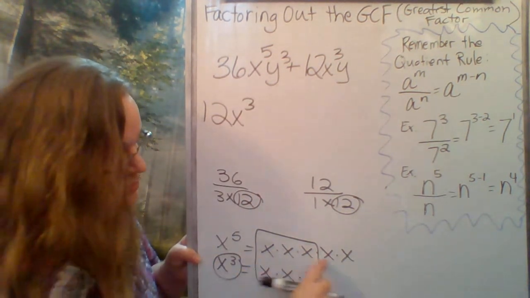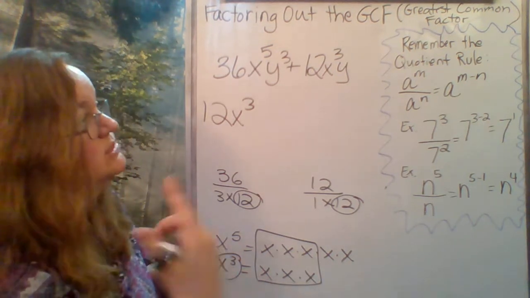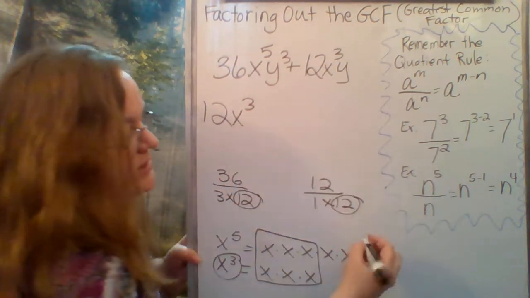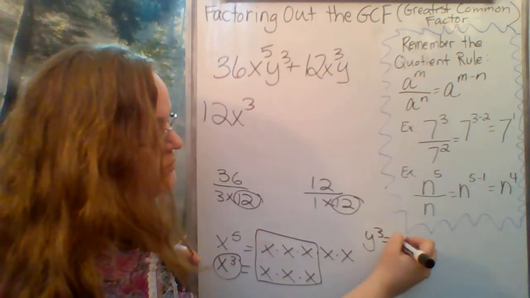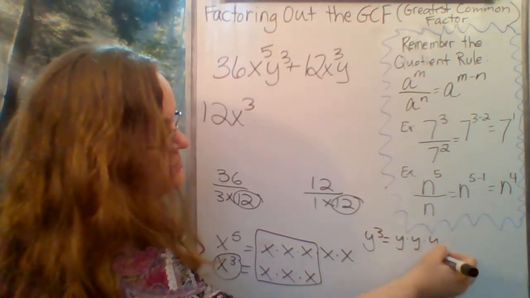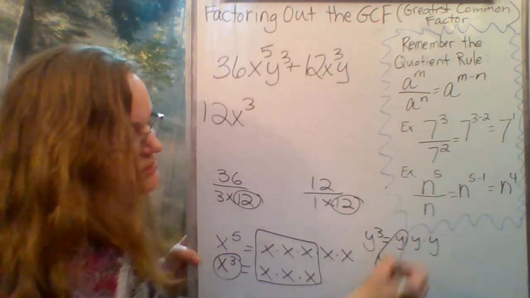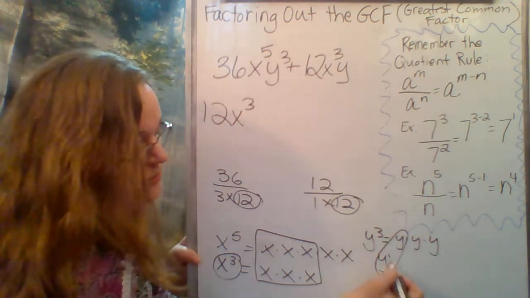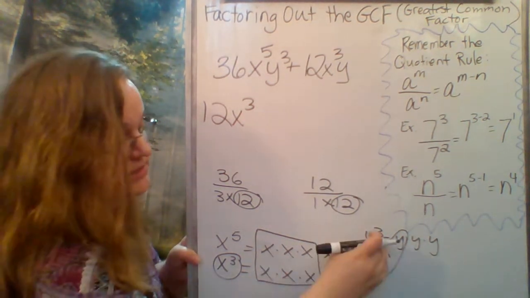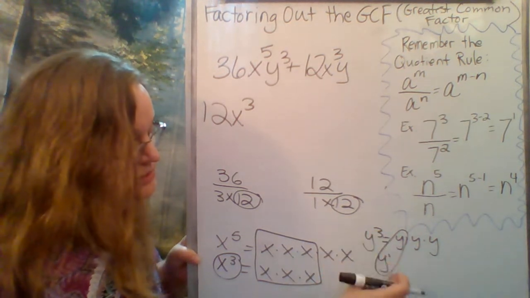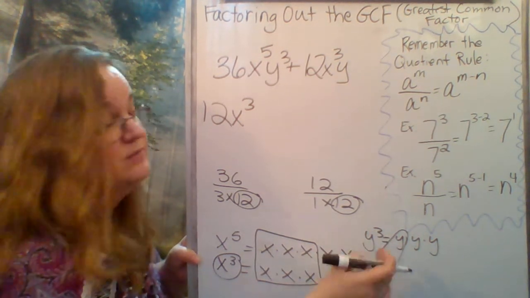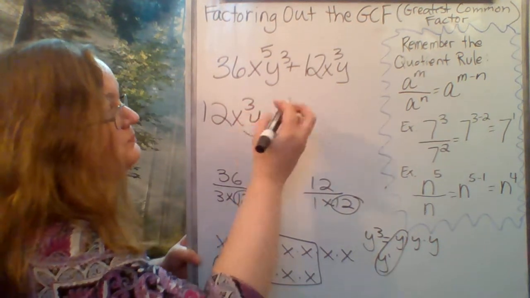Again, thinking about what these mean helps me to figure that out. I've got Y to the third, which is Y times Y times Y. And then I have just Y. So the greatest common factor would be Y, because it's like Y to the first, and since Y to the third has a larger exponent than Y to the first, Y is the greatest common factor.